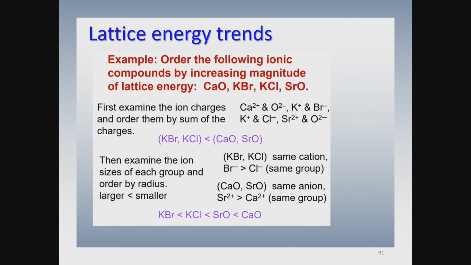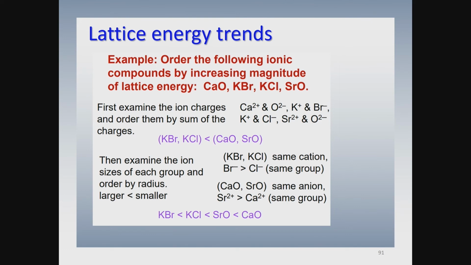What we have to do is figure out, of those compounds, which has the least amount of energy released when it's formed from its gaseous ions, what's next up, and then which will have the most amount of energy released when its ions bind together. There's a strategy given here, which is helpful. It says, first examine the ion charges and order them by sum of the charges.